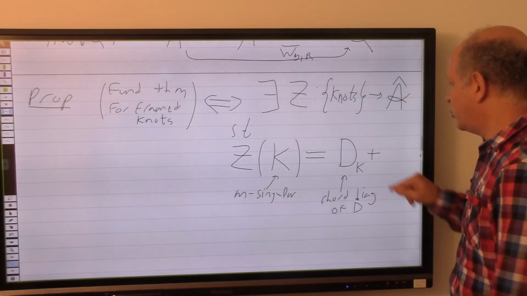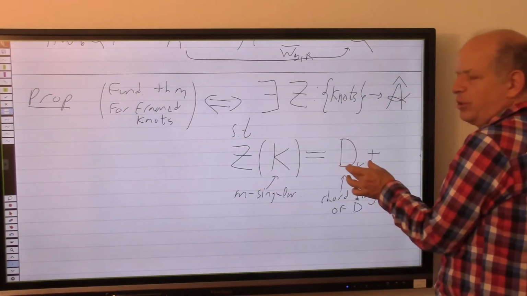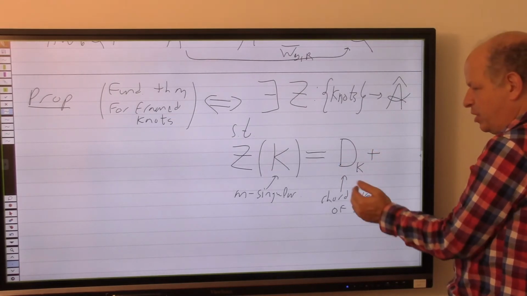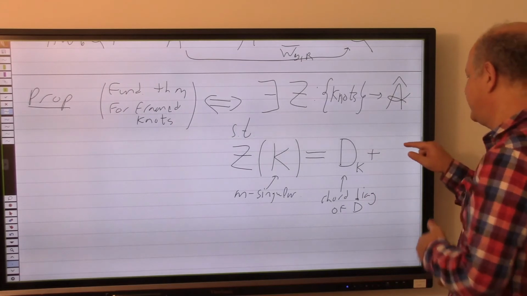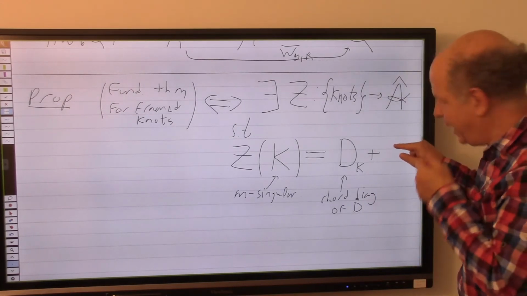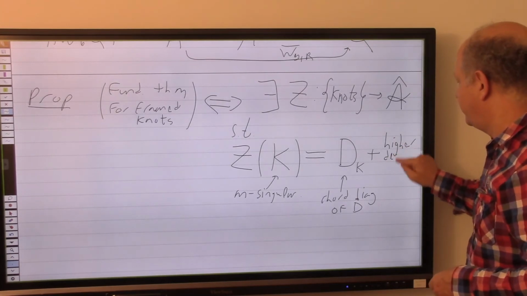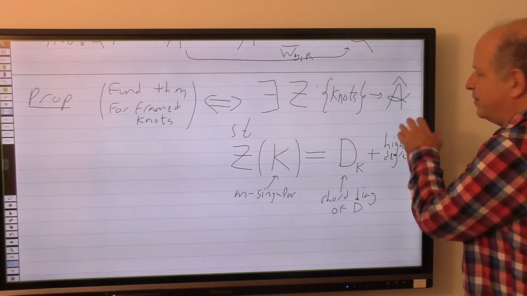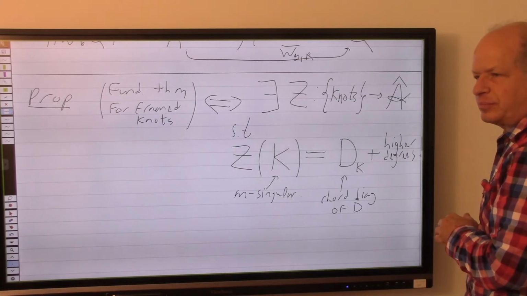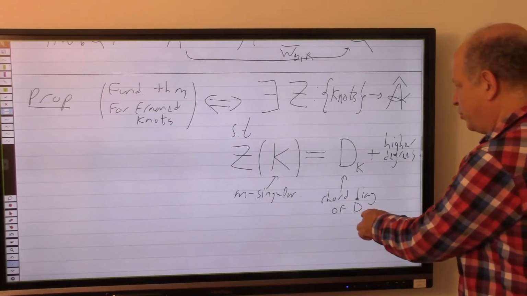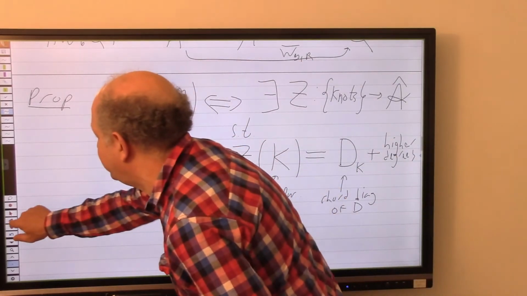But you see, I don't really want this to be equal to that. I want it to be equal to the chord diagram of D plus higher orders, higher degrees. Right? Is this the chord diagram of K? Yeah, the chord diagram, of course, of K, not of D. Thank you.